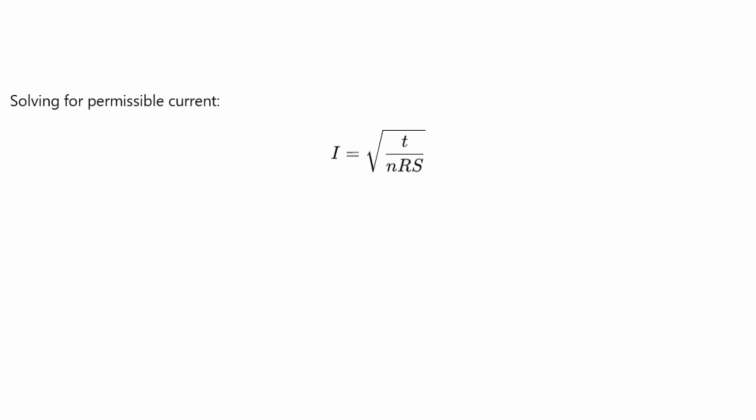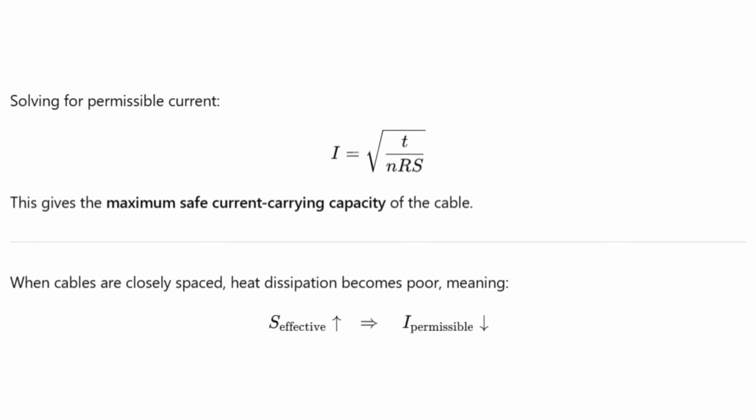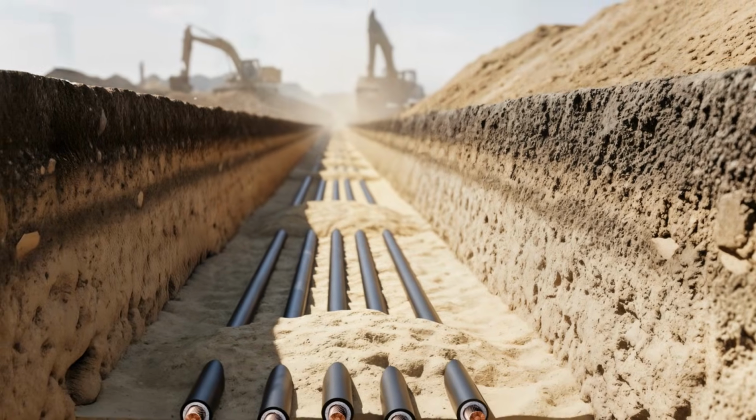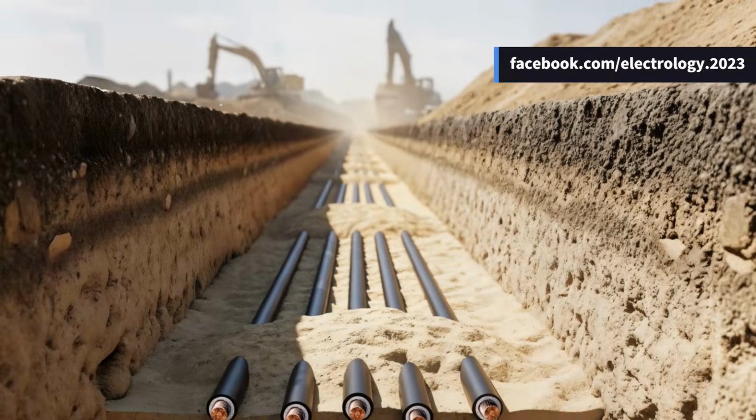Solving this for I gives the important formula for permissible current, which is expressed as I equals square root of T divided by NRS. This basically is the maximum current a cable can safely carry. And remember, if cables are laid very close to each other, heat dissipation becomes poor, and therefore the permissible current reduces. Let me know in the comments whether your plant or installation considers the spacing between cables to avoid mutual heating.